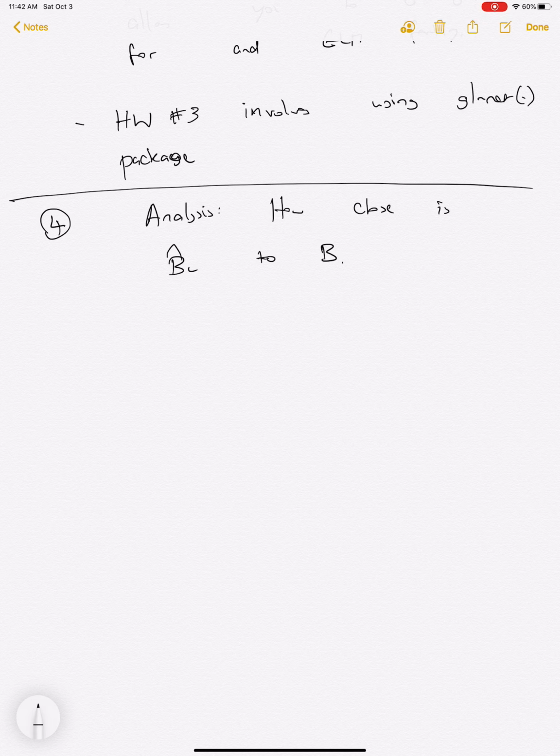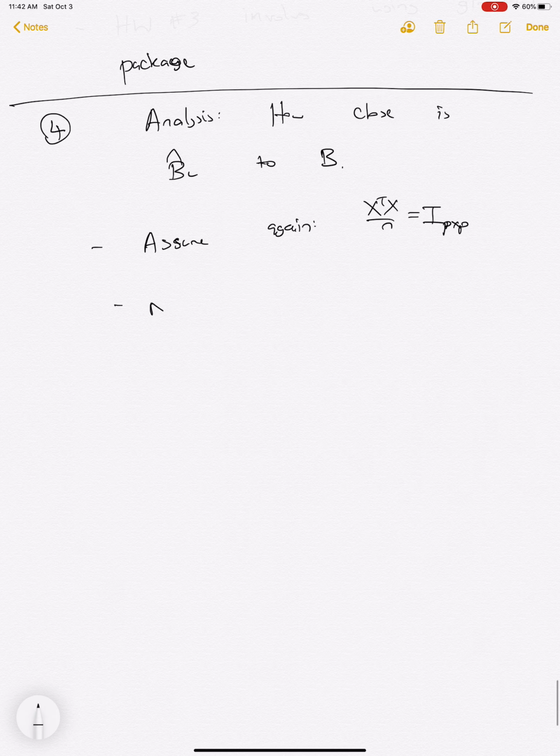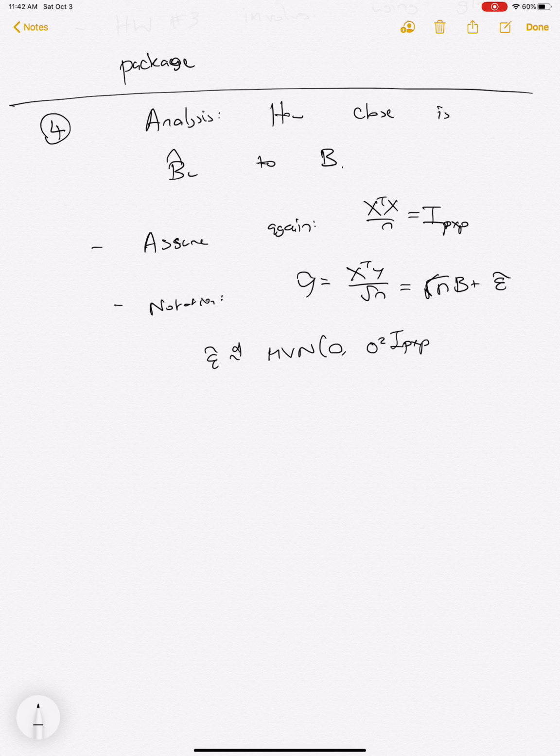One thing to note is that we're going to assume again that x transpose x over n equals the identity. We're also going to use the notation y tilde equals x transpose y over square root of n. And so we know that this equals the square root of n times b plus epsilon tilde, where epsilon tilde is multivariate normal with mean 0 and covariance sigma squared I p by p.